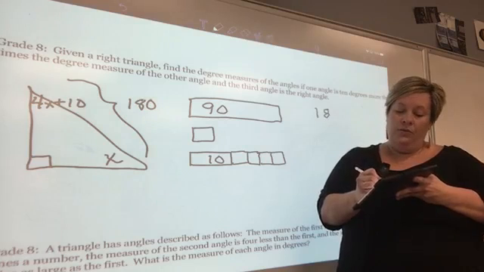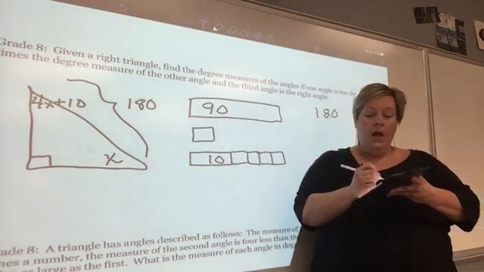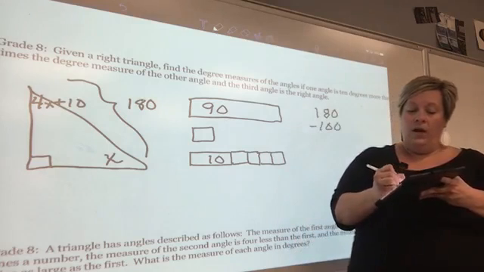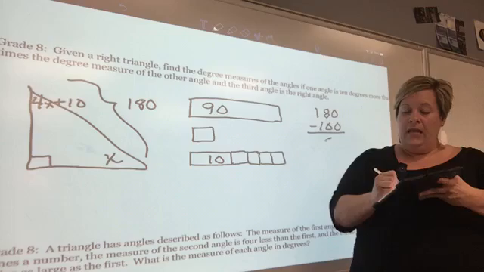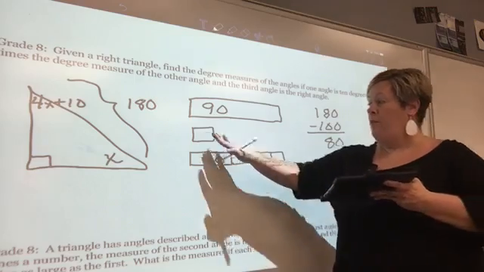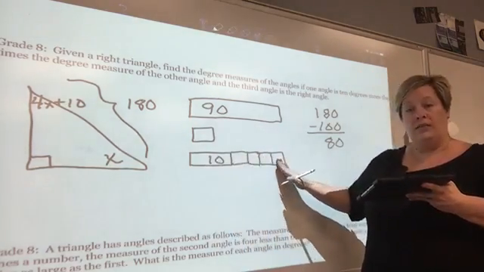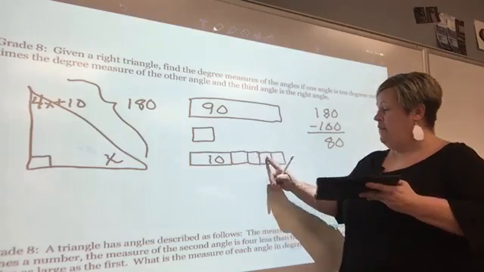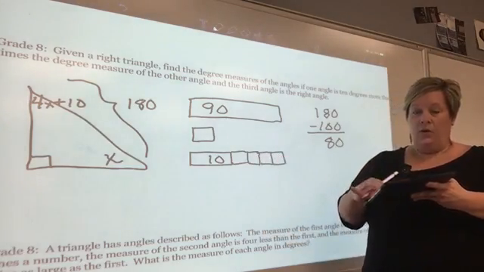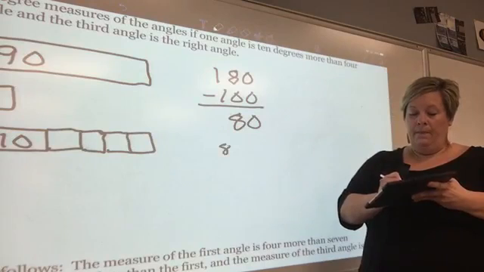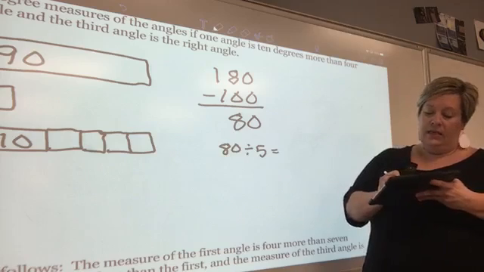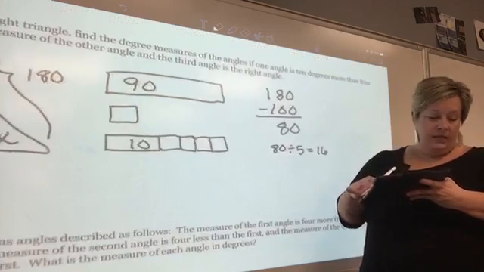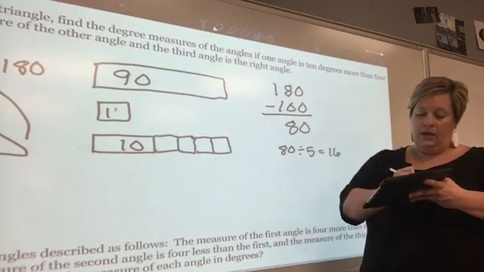So we know that the 3 angles add up to be 180. I'm going to subtract my 100 to get 80 degrees left for my remaining unknown quantities. Well, I have 5 of those unknown quantities. So I'm going to take my 80 and divide it by 5 to get 16. So that means each of my unknown quantities are 16.